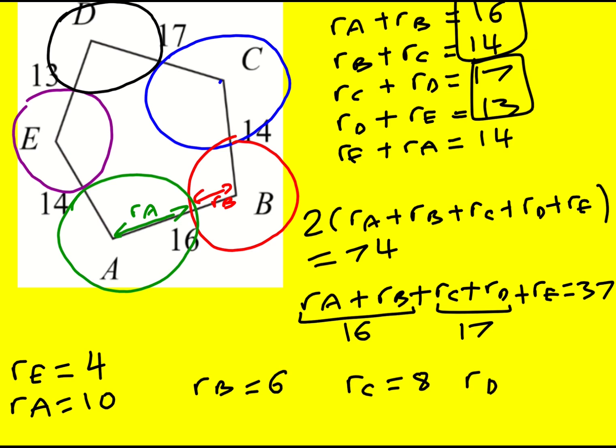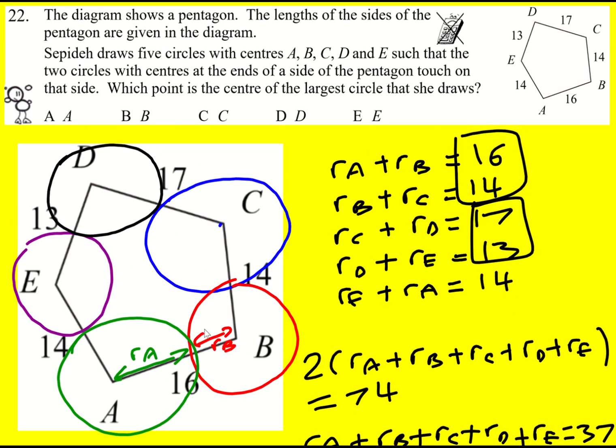And finally, RD is going to be, right, I can check it in 2 of them. So if I check it with RC, it's going to be 9. If I just check for consistency, RD plus RE is 9 plus 4, it's 13. So yeah, I've used them all to check it. So we can see that RA is the largest, which means which point is the center of the largest circle? It's going to be A.